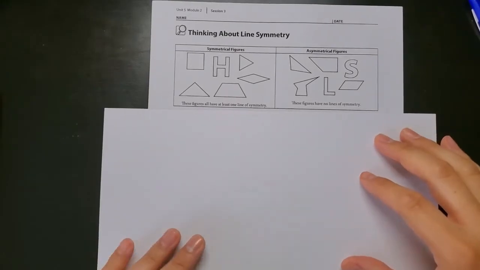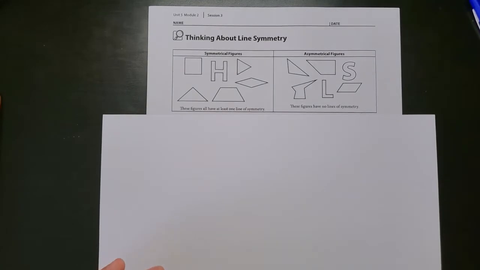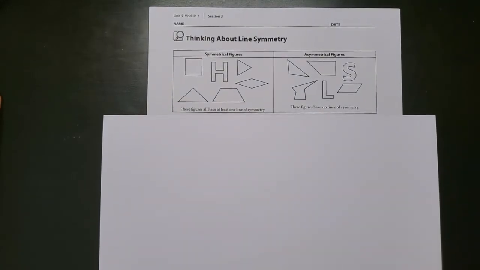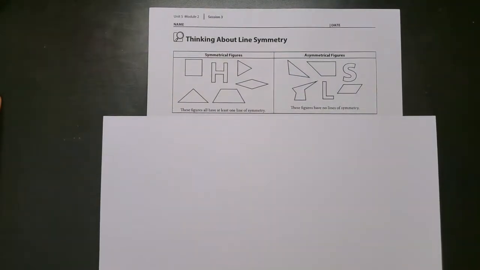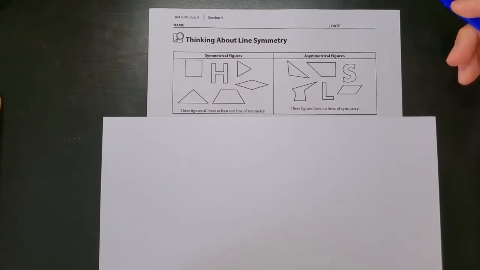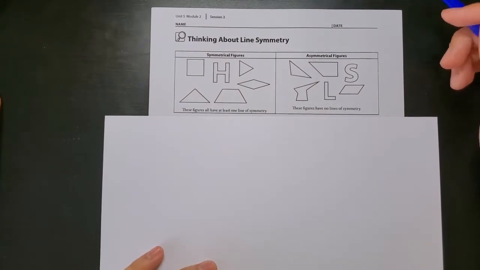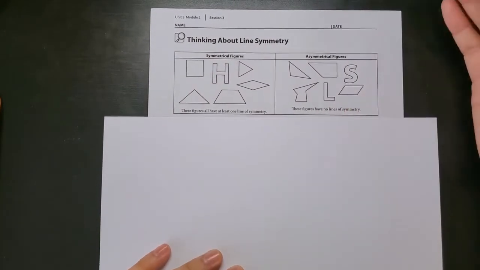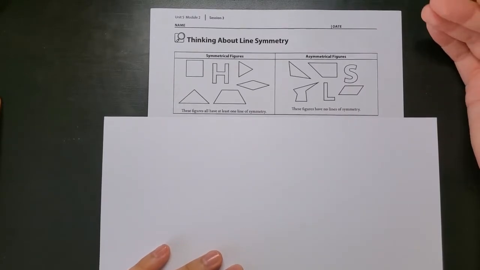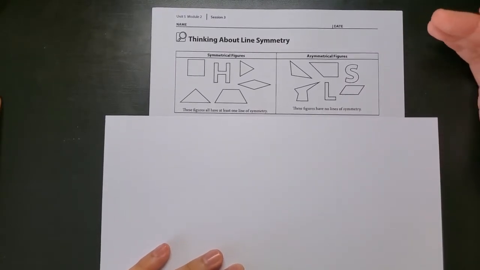All right, the last thing we're going to talk about in today's exploration is line symmetry. We talked about this when we did those snowflakes for the winter break. If you remember, right before we left for winter break, we did some snowflakes and we talked about symmetry. And those snowflakes had a lot of symmetry.